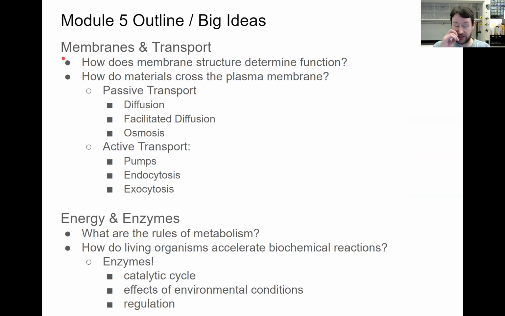And then the membranes and transport piece, the big questions, the big ideas, really, how does membrane structure determine function? And I'll be talking about that in the next few slides. And then the next question is, how do materials cross the plasma membrane? And the short answer is that there's a variety of ways. We can classify them as passive, meaning no additional energy is required, or active, which does require energy, usually in the form of ATP. And then within those, we have different categories of movements that we'll be talking about later.